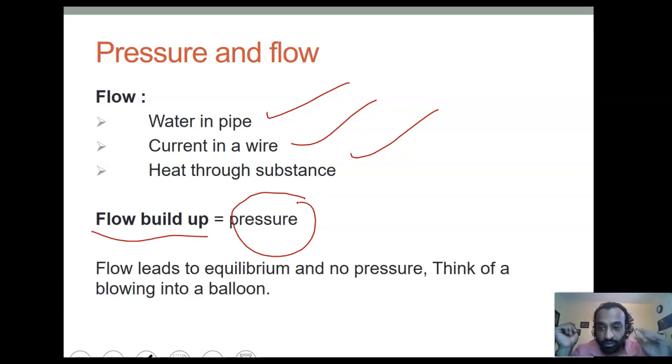So flow leads to equilibrium and no pressure, and we always want things to keep moving. Everything wants to be at balance, and everything wants to go through equilibrium. So if you have a balloon, the balloon is under pressure because the pressure inside the balloon is more than the atmospheric pressure. If you poke a hole in that balloon, it will go into equilibrium. Everything wants to go into equilibrium. Everything wants to be at balance.